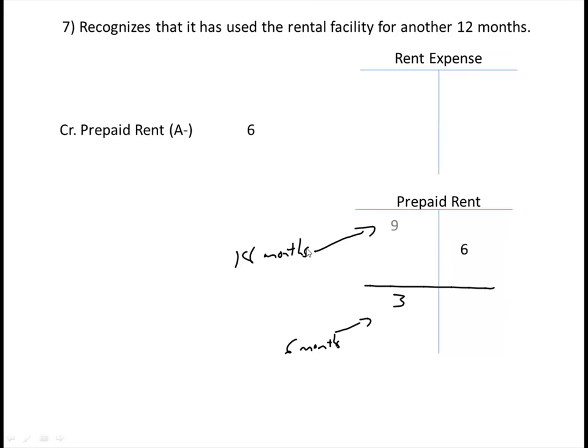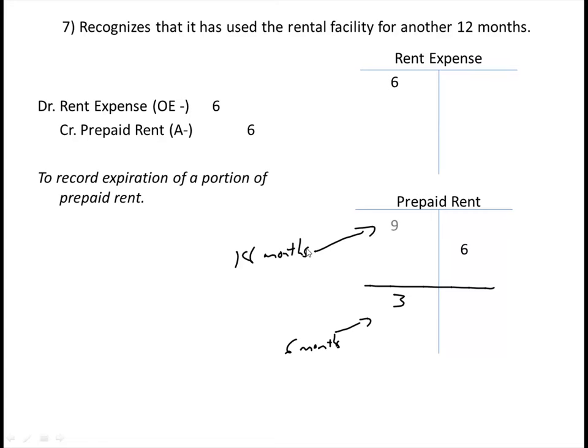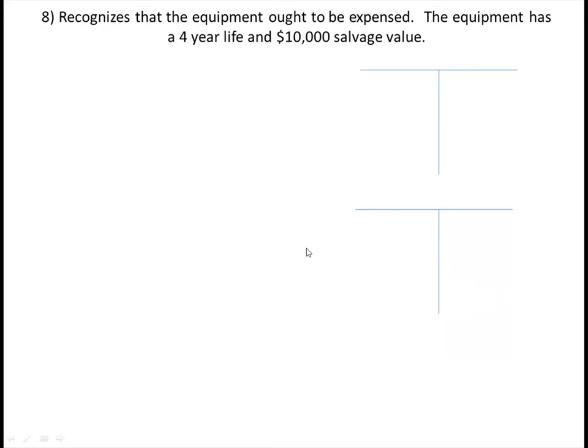And so what do we do? We reduce our prepaid rent by $6,000, and we recognize the fact that that money was used in order to generate revenue. We debit rent expense to record an expiration of a portion of our prepaid rent. Our second entry has to do with our depreciation. Again, it's the exact same thing that we did the prior period, with the exception that the timing has changed a little bit. We've got 12 months rather than only 6 months.